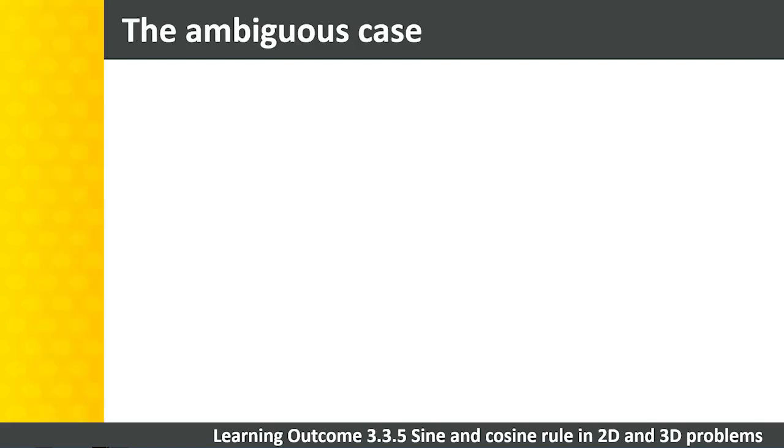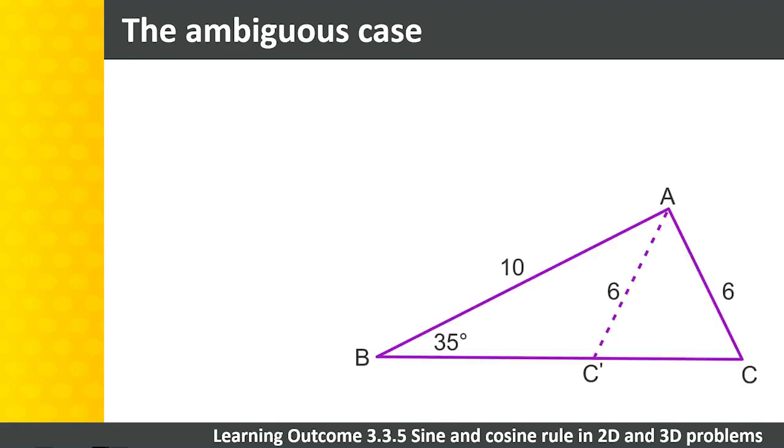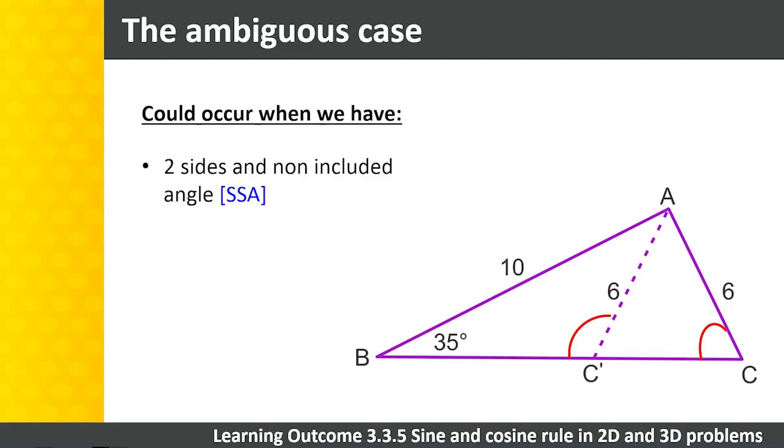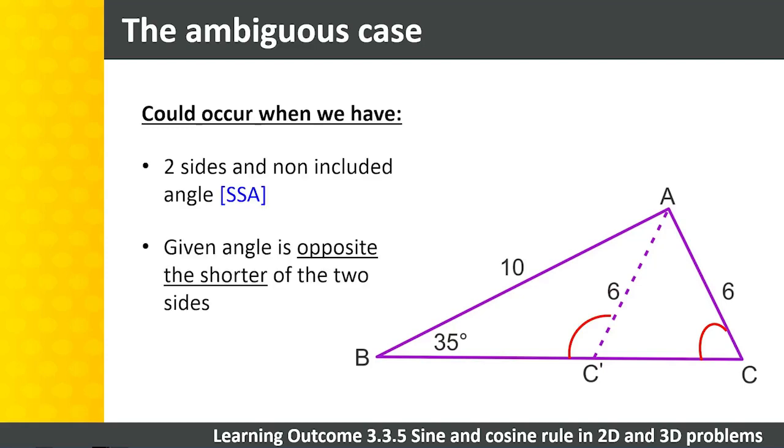Lecturers should be aware of the possibility of an ambiguous case for the sine rule. This occurs when two different triangles could be created using the given information. Looking at the diagram, we can see that in this case there are two possibilities for angle C, either an acute angle or an obtuse angle, and hence two possible triangles. The possibility of an ambiguous case can only occur when we are given two sides and a non-included angle. If the side opposite the given angle is the shorter of the two sides, then the side could have two different positions, as shown here.